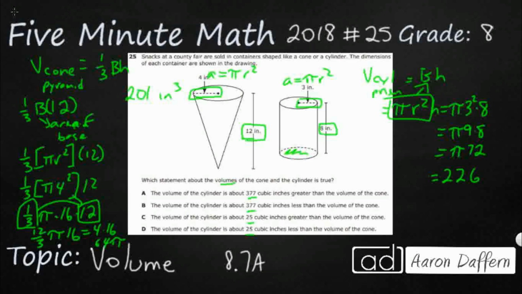All right, so it looks like the volume of my cylinder is greater. And 226 minus 201 is about 25, so it's about 25 greater. So we're not going to use the cylinder as less than, and I'm not sure where that 377 is coming from. So we look at this C right here: the volume of a cylinder is about 25 cubic inches greater than the volume of a cone. So that's our answer, C.